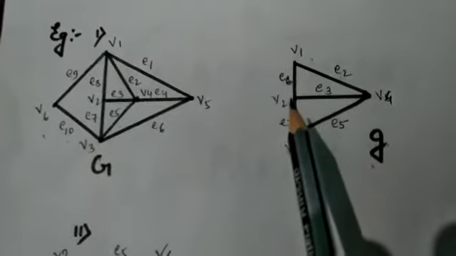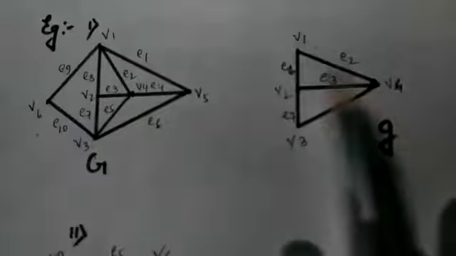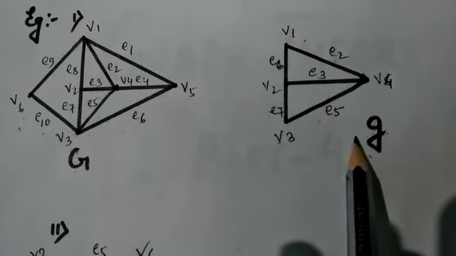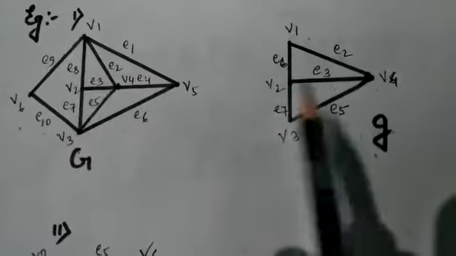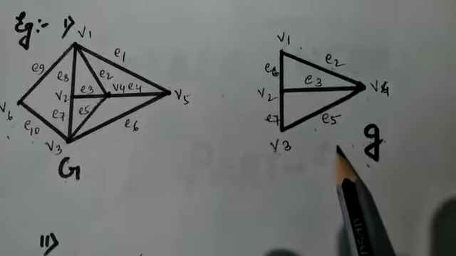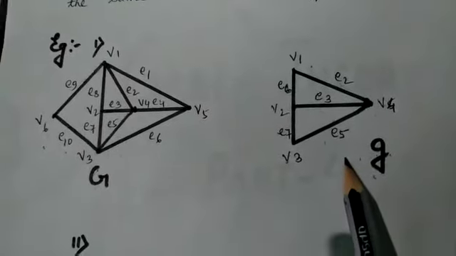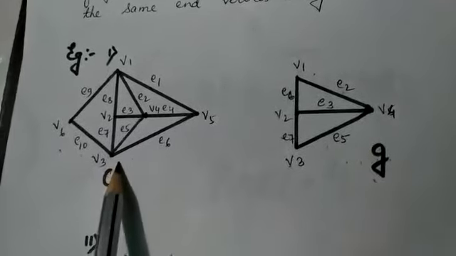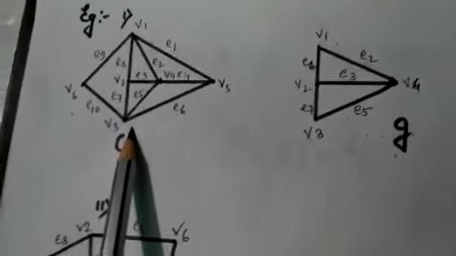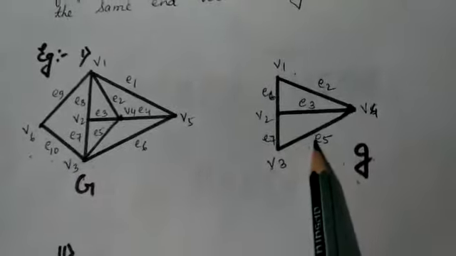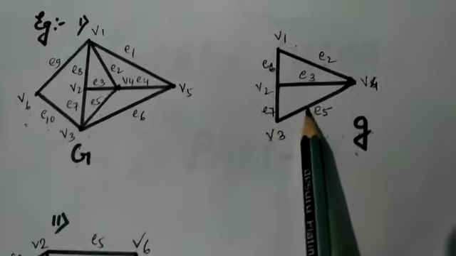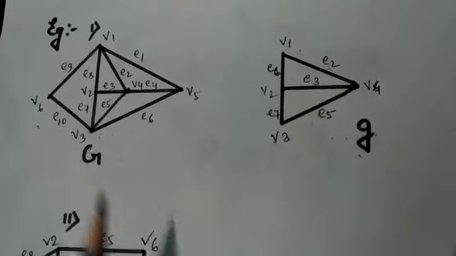So, what is a subgraph? A graph g is said to be a subgraph of the original graph G if all the vertices and all the edges of this graph g are in the original graph G, and each edge of g has the same end vertices as in the original graph G.